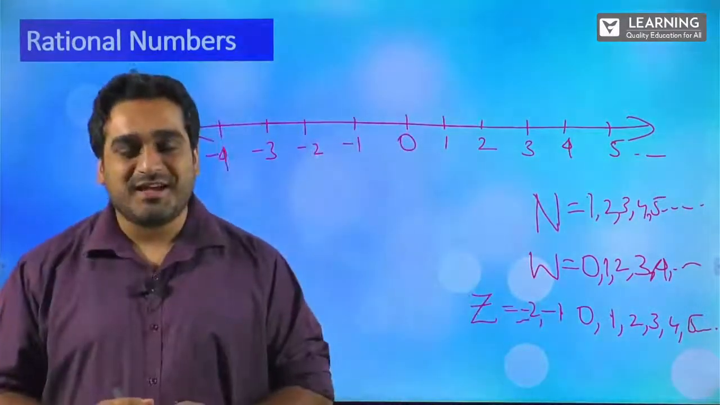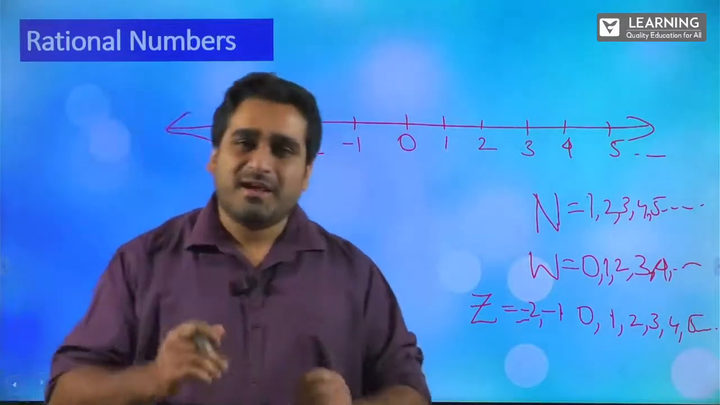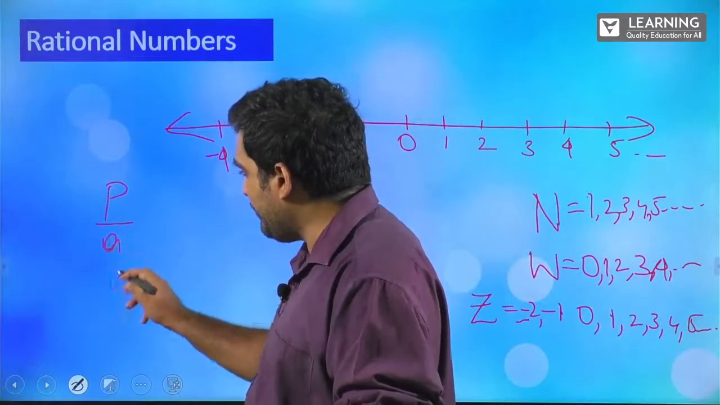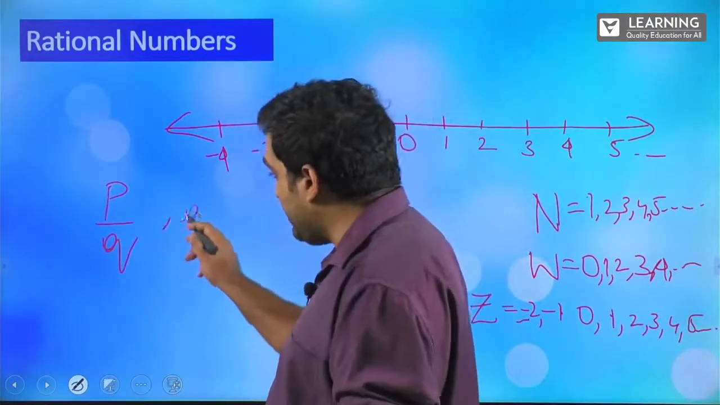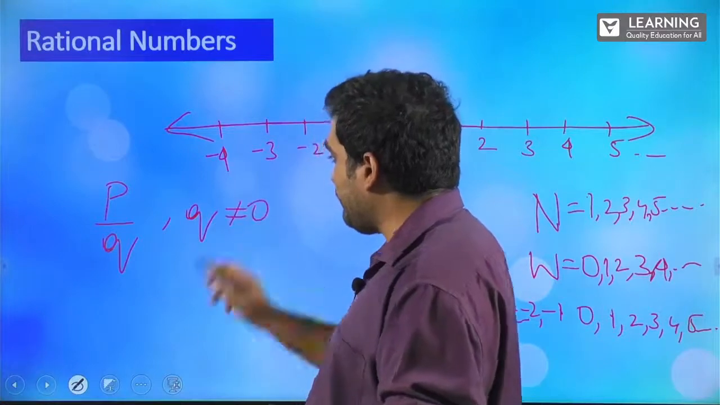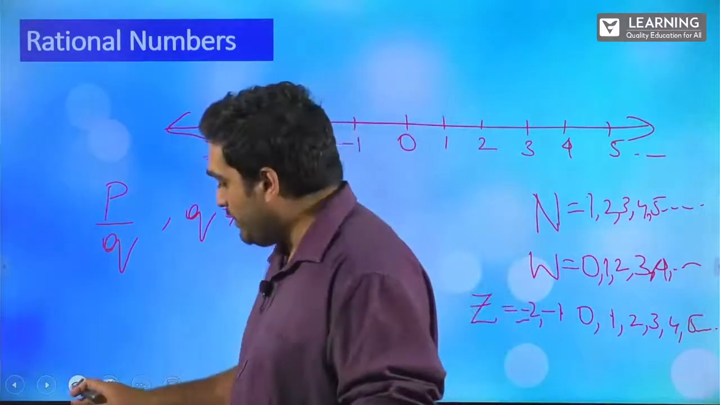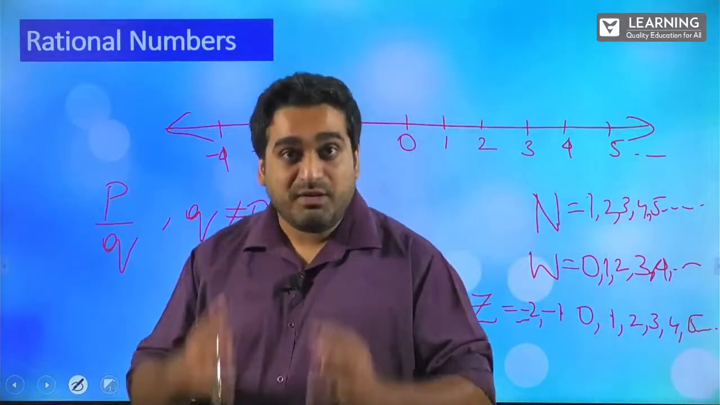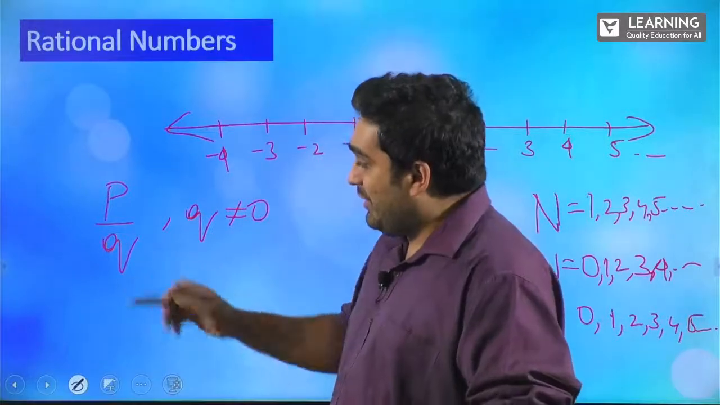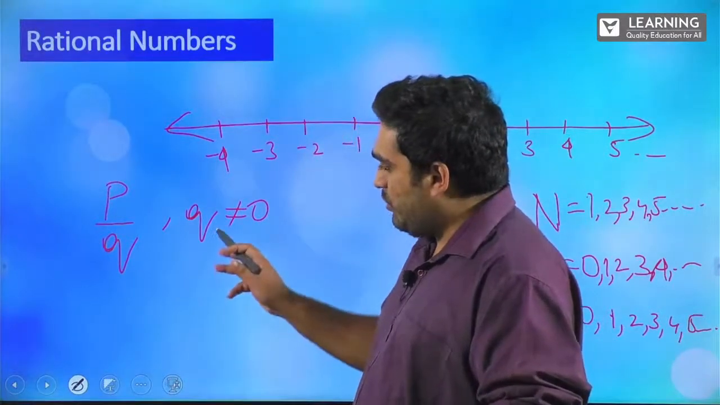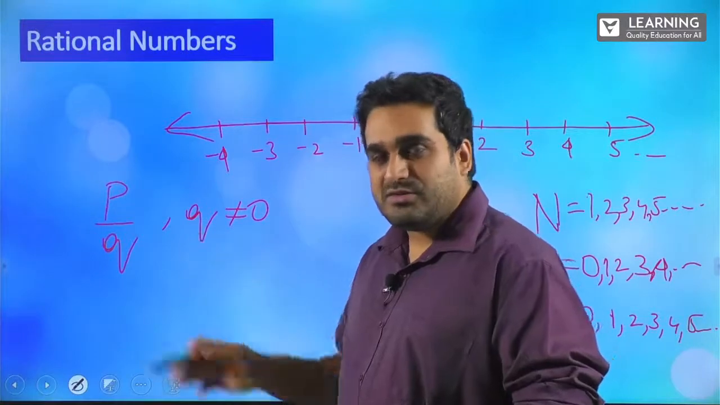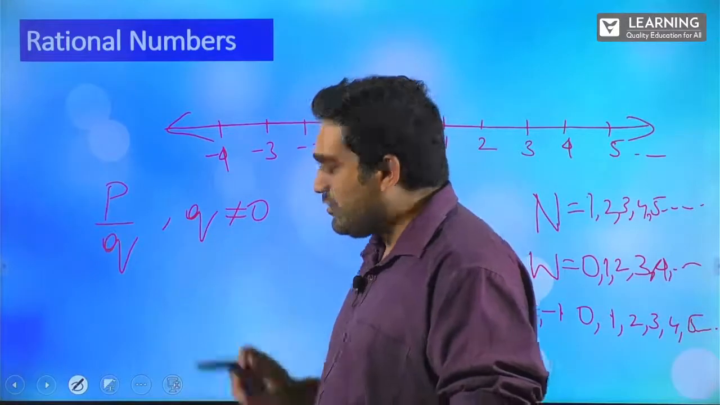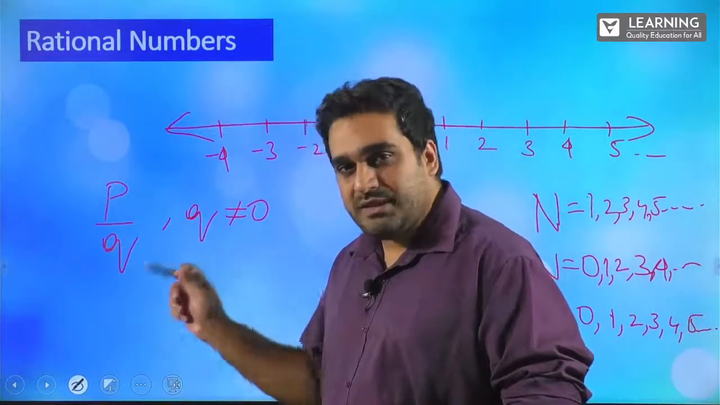So what is a rational number? Any number that is written in the form P by Q, where Q particularly should not be equal to 0. Now what happens? Have you ever wondered? You must have asked this question to your teacher. If not, then you must. It is a necessity that you ask your teacher the question, why is Q not equal to 0? If a number is written in the form P by Q, where Q is not equal to 0, why shouldn't it be equal to 0?